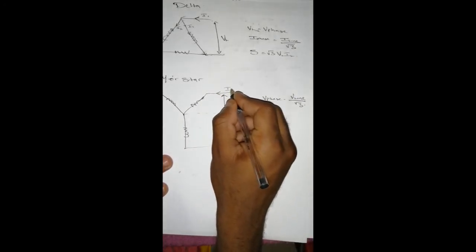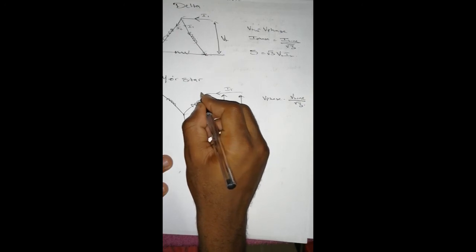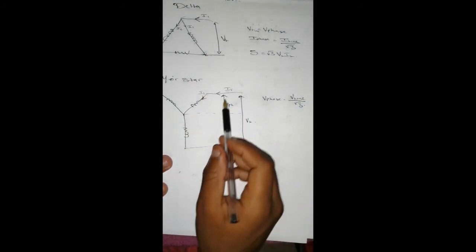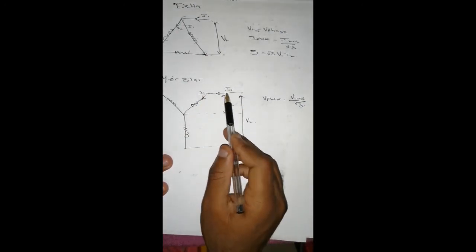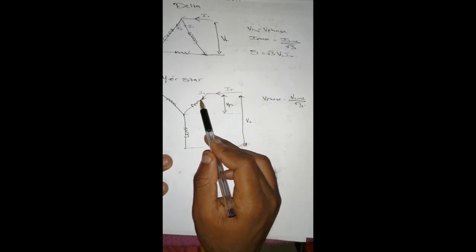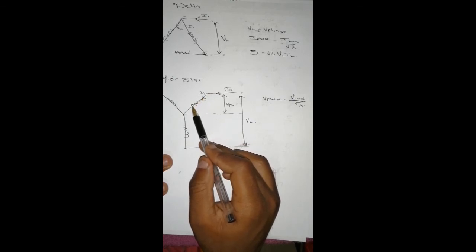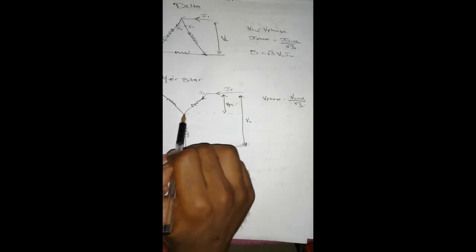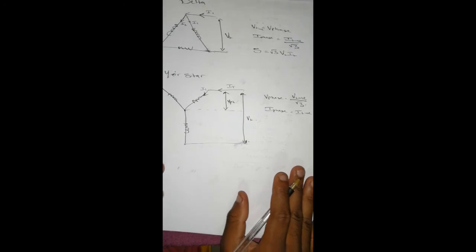And then the current, you've got I1. If you check the current through the line, it is the same throughout, even when it passes the first winding up until this point. So in that case, I phase equals I line, and then power is the same, square root 3 V L I L.